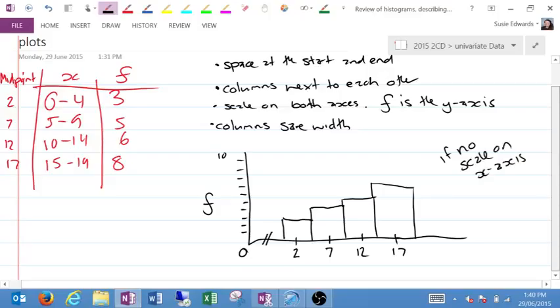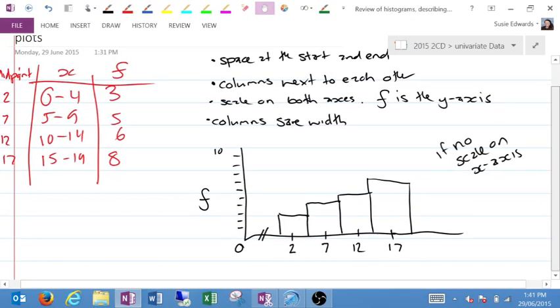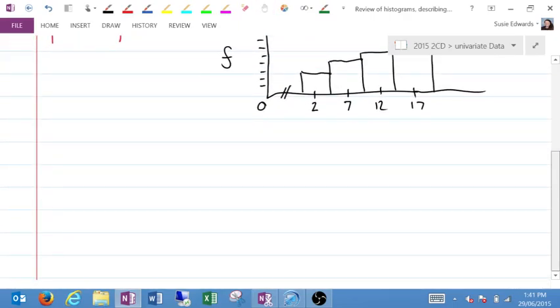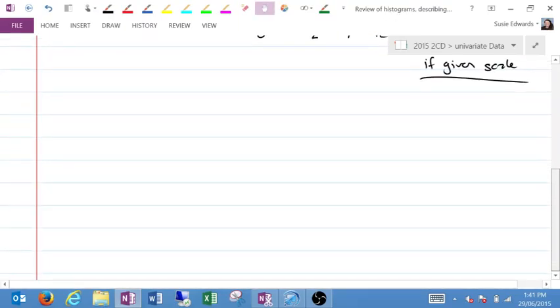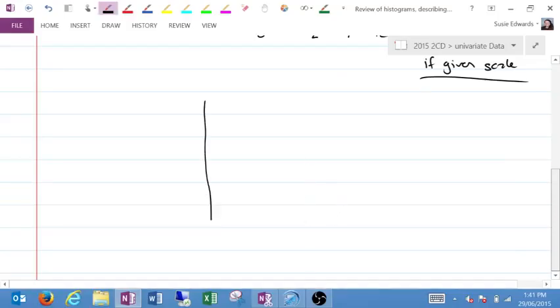Okay, so if you're not given a scale, you can make your own scale. This is scaled. It's going up by 5 each time. The columns are the same width. It's on a scale. All right? Okay, if they give you a scale, it's a little bit different. If we're given a scale, it means you need a bit more space, it means that you get given all the dashes, yeah?